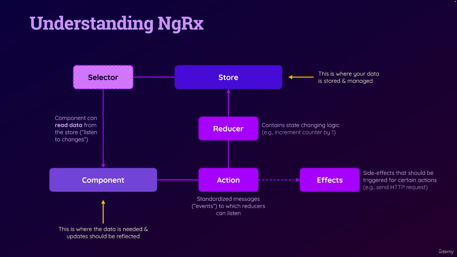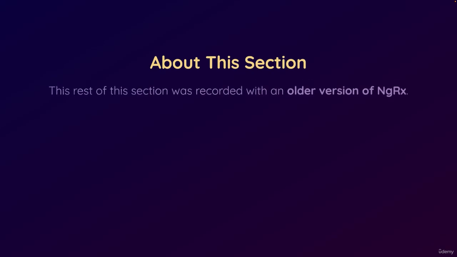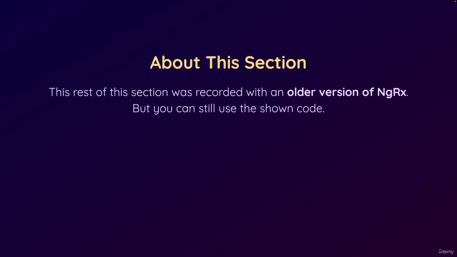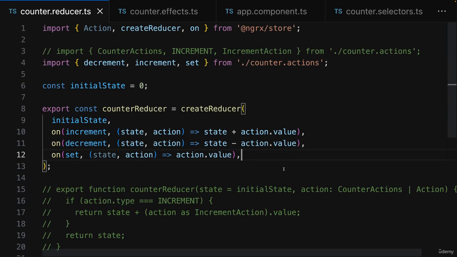Now in this section here, there's still a lot of content to come though, because I originally recorded this section with an older version of NgRx, and I used this recipe book project which we built in this course to implement NgRx and to teach you NgRx. Therefore, the rest of this section uses this slightly older version of NgRx, but you can still use the shown code there. Because all the things I teach you in the remainder of this section still apply.